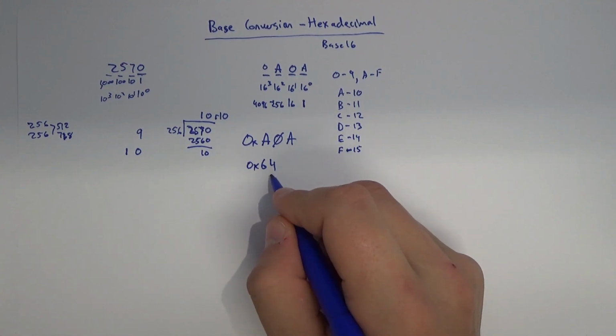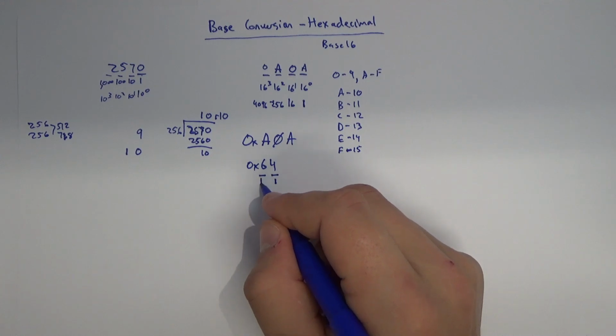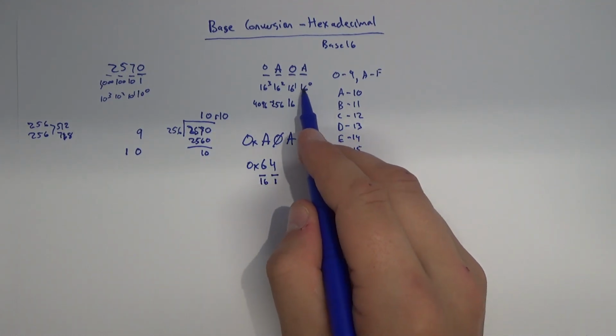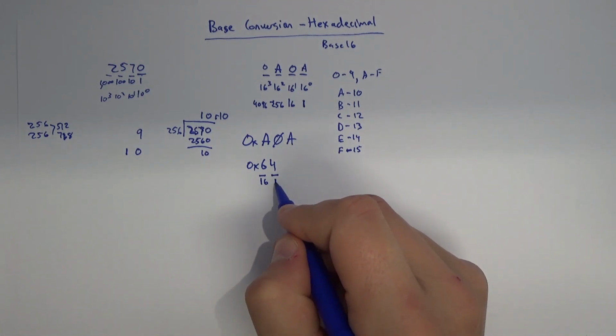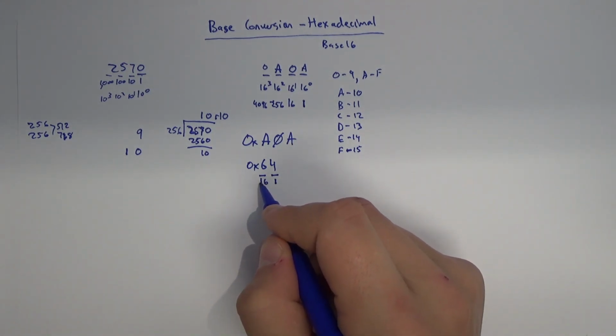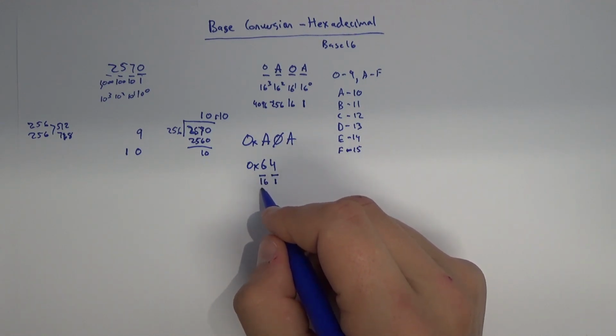Okay. So in order to figure that out, we need to figure out what place values these are. This is my 1s and this is my 16s. Again, powers of 16, so 16 to the 0, 16 to the 1. Anything to the 0 power is 1. 16 to the 1 is going to be 16. So I have 4 1s and 6 16s.